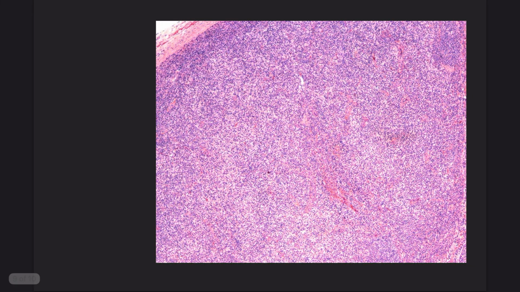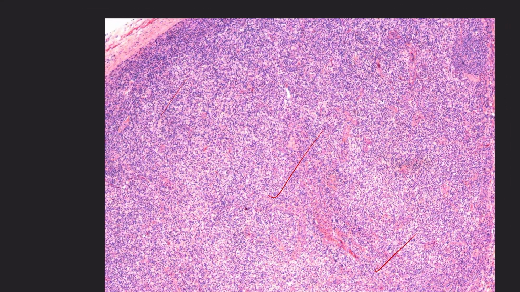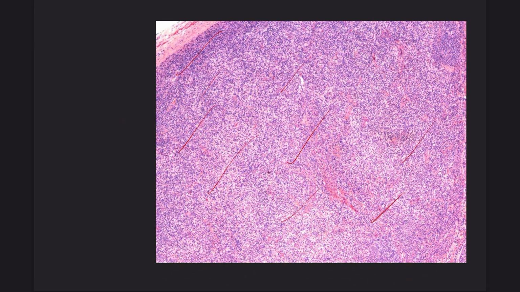And when the lymph node gets involved, the normal architecture of the lymph node, that is the germinal centers and lymphoid follicles, is lost, and an entirely dense infiltrate of lymphocytes is seen. So you can't find any lymphoid follicles with germinal centers. It is entirely occupied by this infiltrate of atypical lymphocytes.